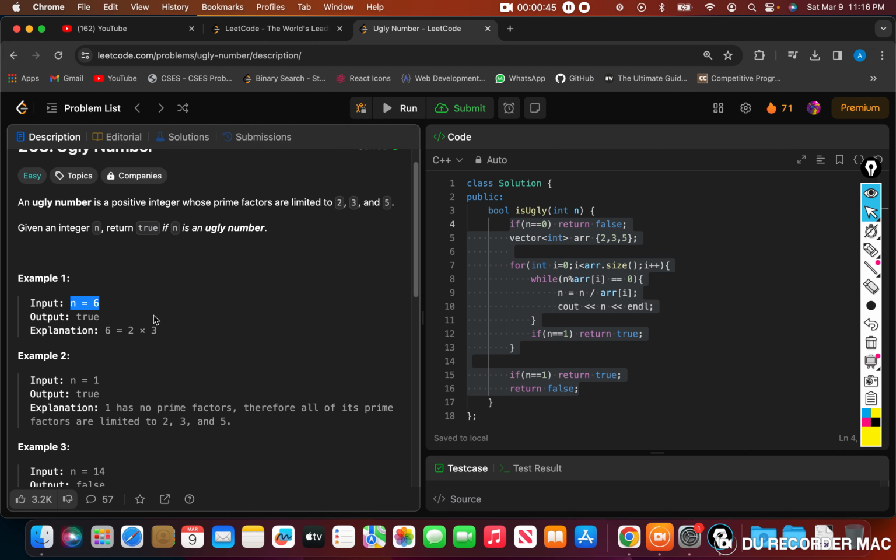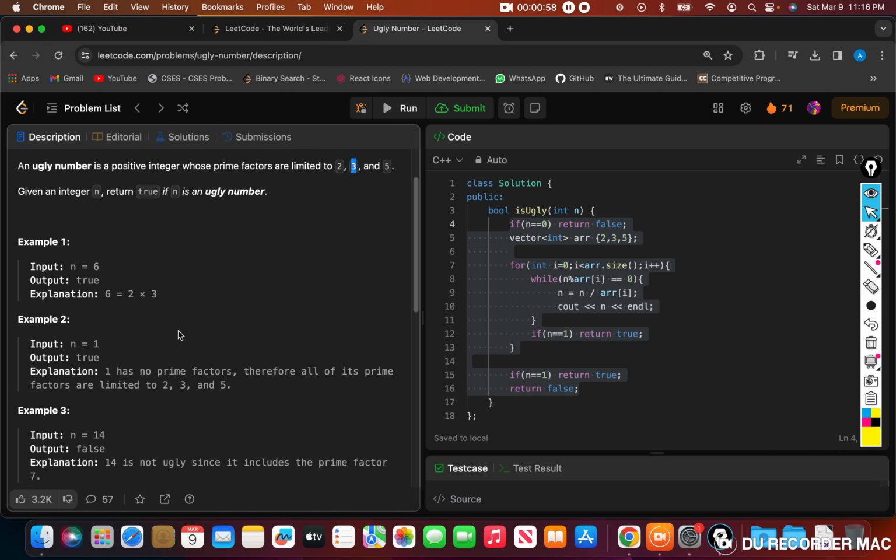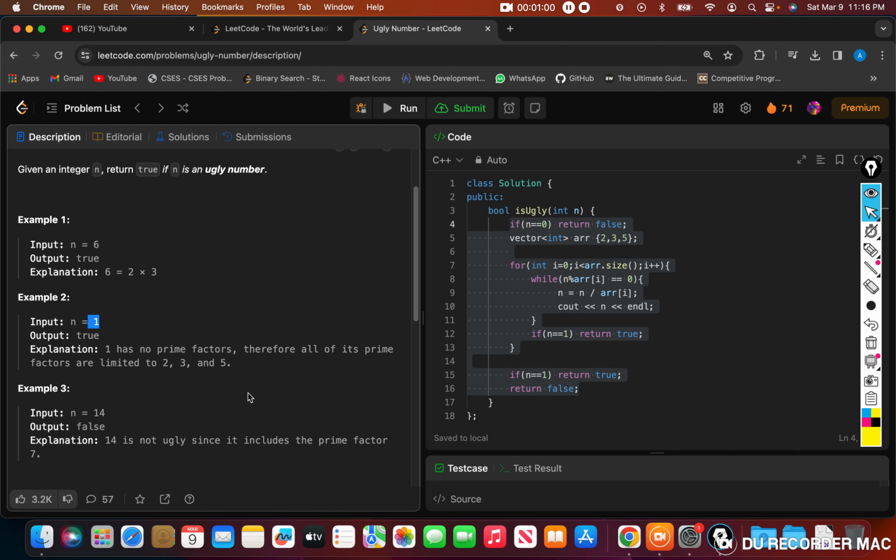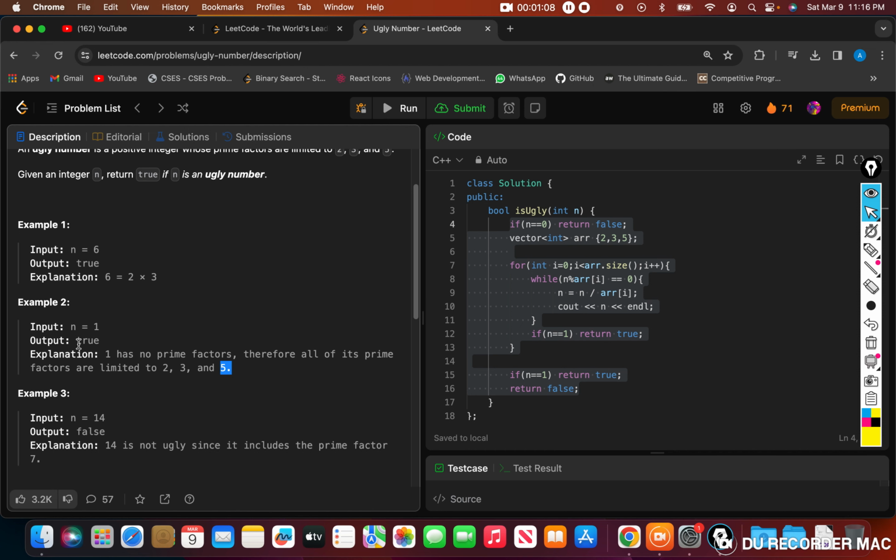In the given example, we have 6. 6 is divided by 2 and then 3. So 6 has only two prime factors, which are 2 and 3. The second example is 1. One has no prime factor like 2, 3, and 5. So we have to also return true for 1.